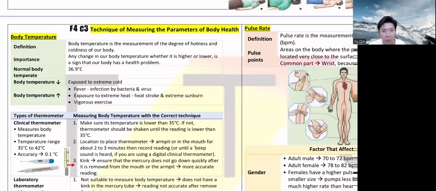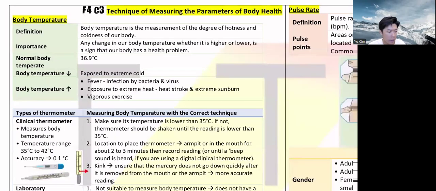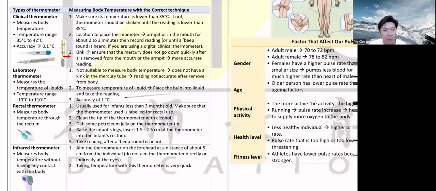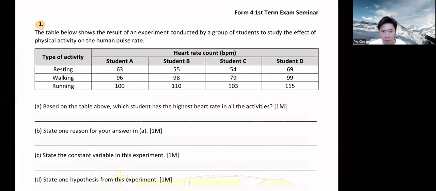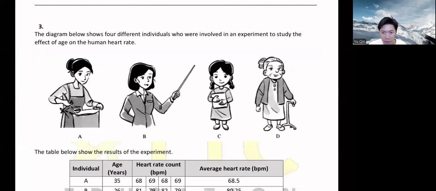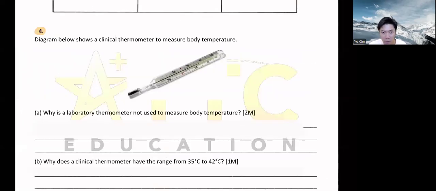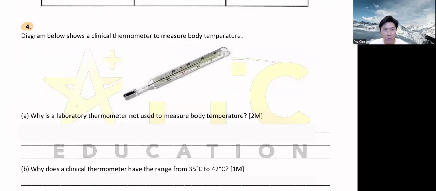So maybe let's start off with body temperature. Nothing in your body should go up and down. It's always going to be the optimum stage. So a best or a normal body temperature will be about 37. Anything higher, lower, something wrong. So these are the types of thermometers we have. So let's see what we have and we'll look for the question, the answer. So I think I'm going to do this. Page 24. Question 4.